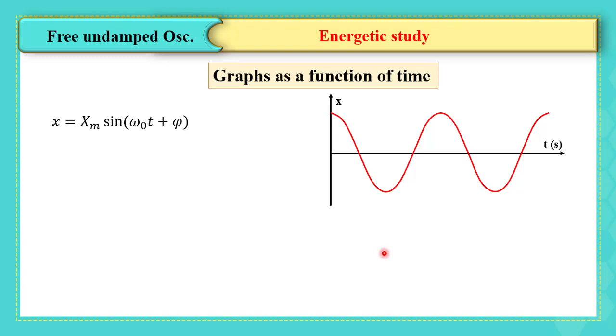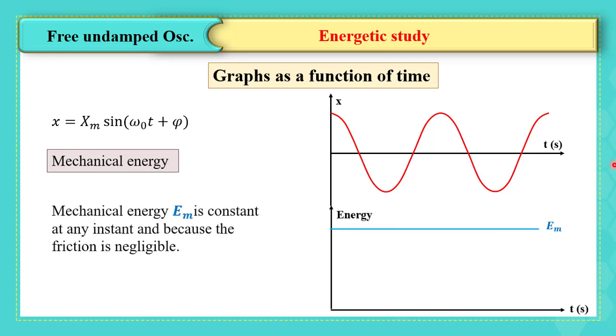Now, in the study of energy as a function of time, remember in the whole study that x equals xm sine(omega0 t plus phi), and it is represented as a sinusoidal function that varies between the positive and the negative values. Let's start with the mechanical energy. We are through with the idea that mechanical energy is conserved. And mechanical energy is conserved, which means that it is constant at any time. And because the friction is negligible, it is represented as a straight line.